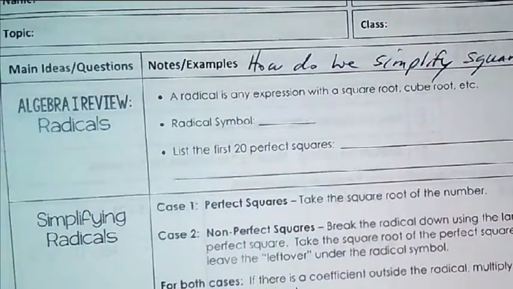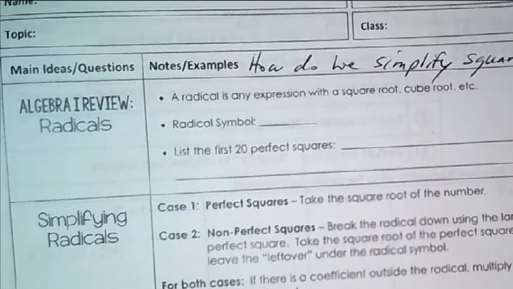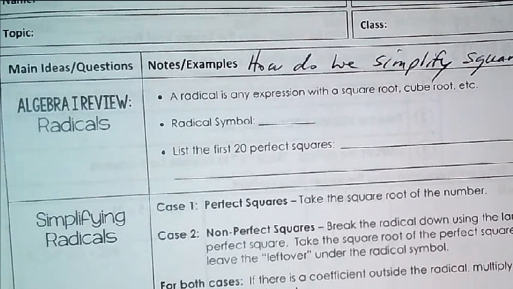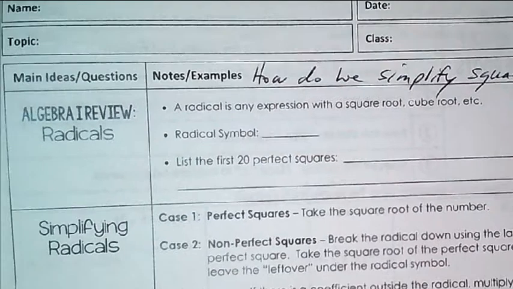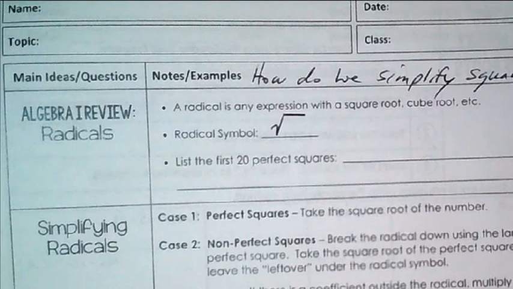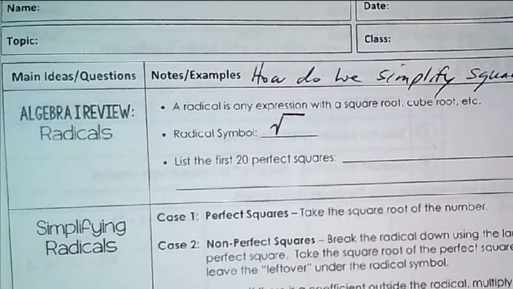Now, the term radicals can apply to various types of roots. We're going to specifically talk about square roots today. A radical is any expression with a square root, a cube root, a fourth root, fifth root, sixth root, seventh root, whatever the root is, that's considered a radical. The radical symbol is what we call the square root symbol, but it's really a radical symbol.